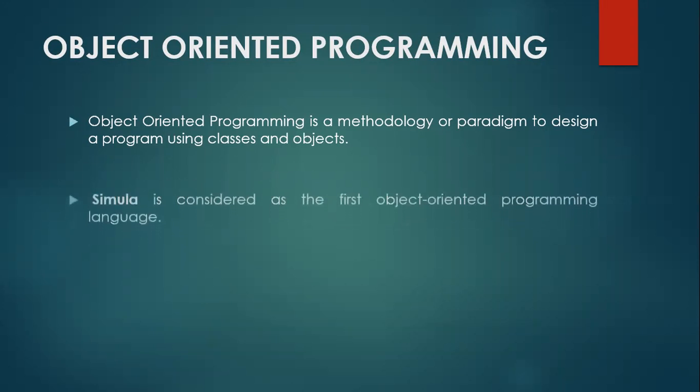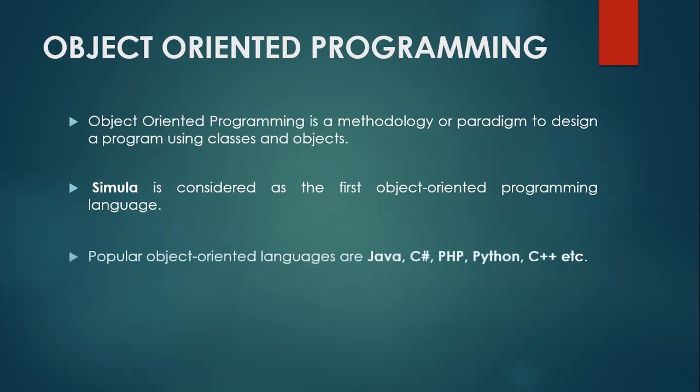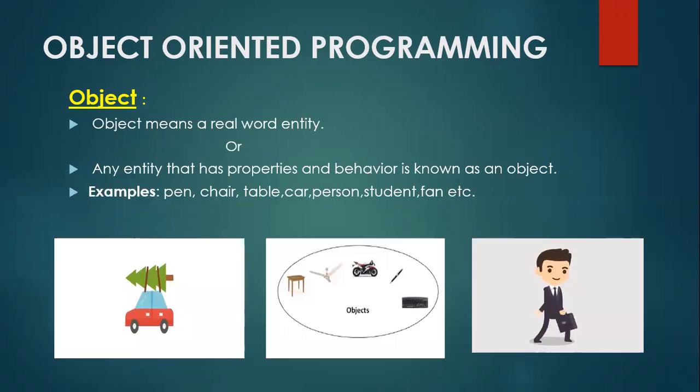The first object-oriented programming language is considered to be Simula, and some examples of object-oriented programming languages are Java, C#, PHP, Python, C++, etc. And coming to the two popular terms, objects and classes. First of all, object.